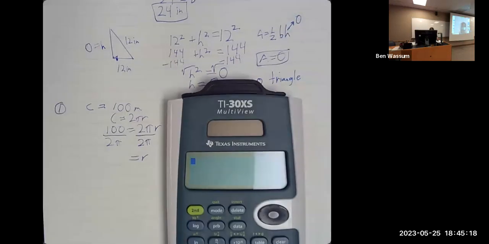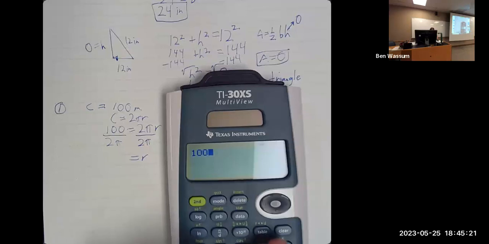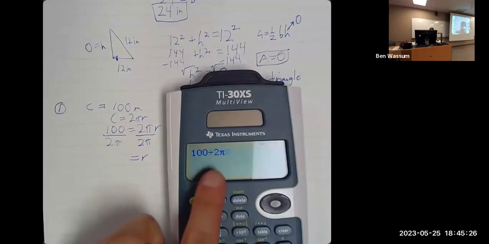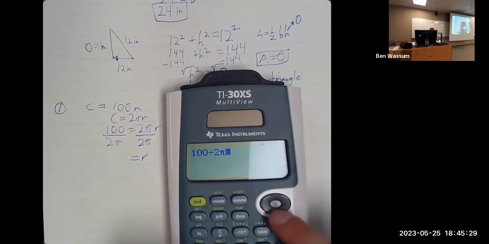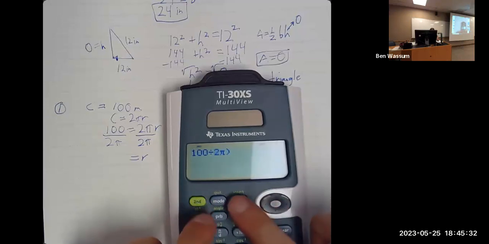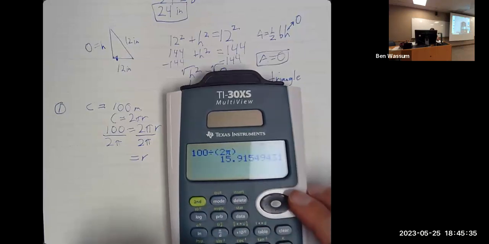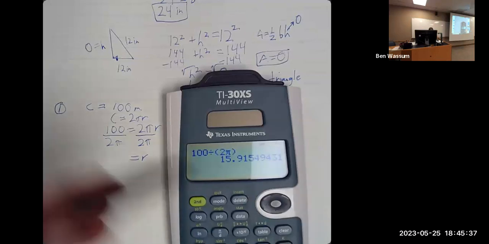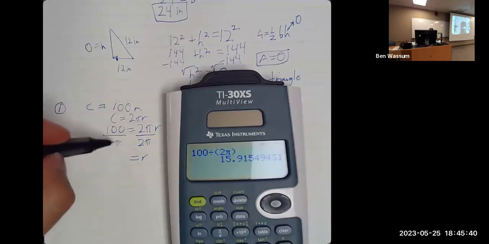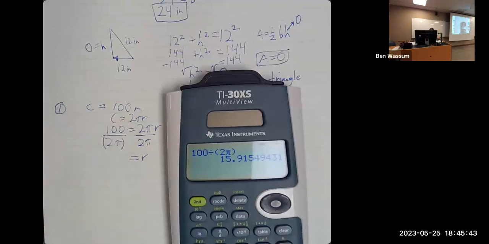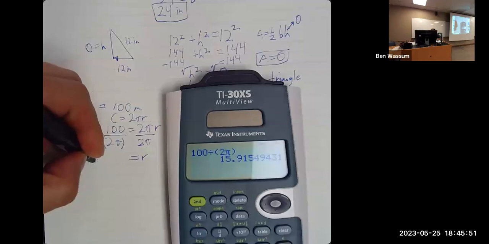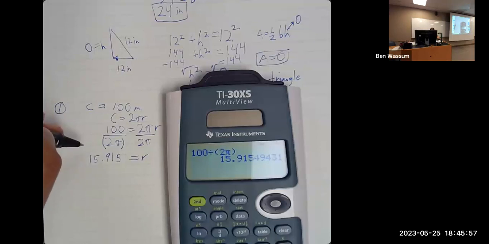When it comes to dividing by that, you want to make sure that you put that 2 pi in parentheses. Because we're dividing by that whole thing. And if it helps you, you can just go ahead and put parentheses around it in the problem. That's no issue. So we get about 15.915.